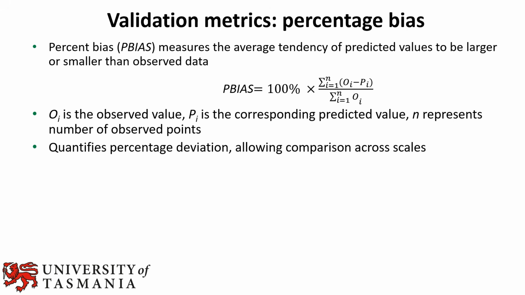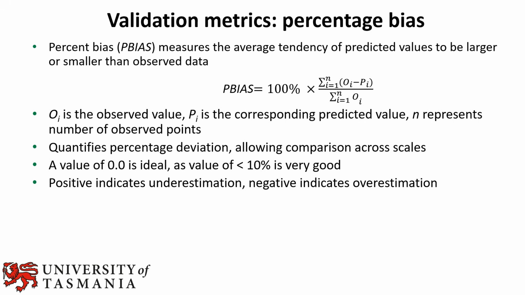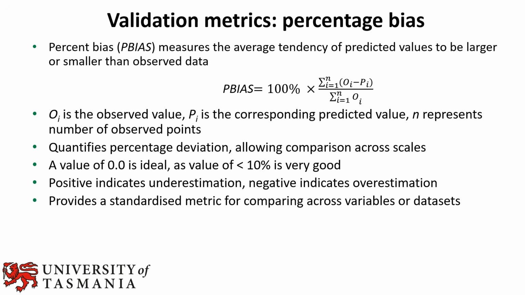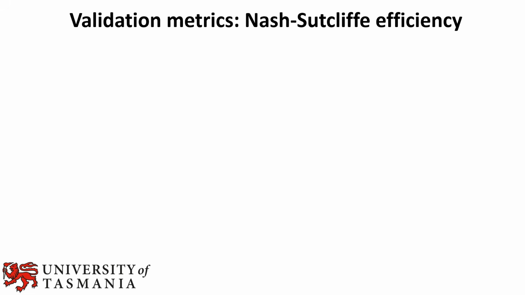Percentage bias quantifies the percentage deviation, which actually allows comparison across scales. Similar to the mean absolute error, a value of 0 is ideal. A value less than 10 is very, very good. Hard to get though. Positive indicates underestimation and negative indicates overestimation. It's a standardized way for comparing across metrics or variables or data sets.